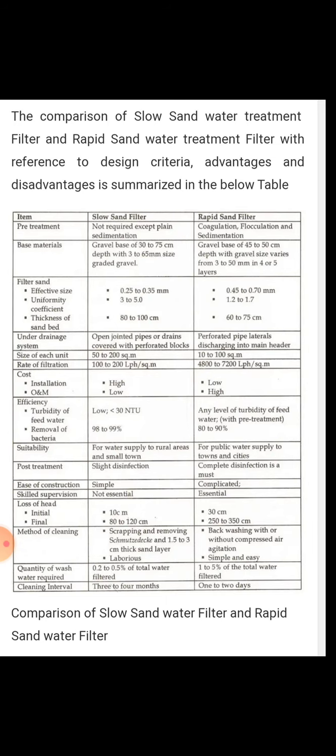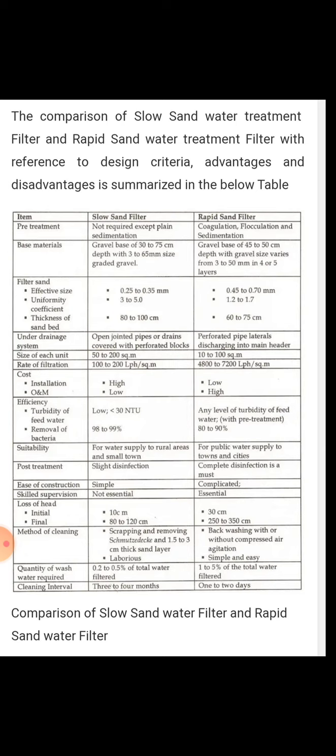Okay, so the slow sand filter requires a larger area, and the rapid sand filter requires a smaller area, less space. The rate of filtration you can see here is 100 to 200 liters per hour per square meter of area. And the rate of filtration for the rapid sand filter varies from 4800 to 7200 liters per hour per square meter of area.